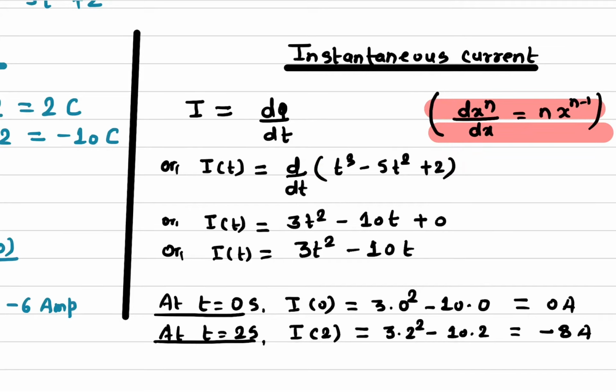We just plug in q, and if you know the derivative of x to the n with respect to x is n x to the n minus 1, the same formula applies here. It will be 3t squared minus 5 times 2, which is 10t. The constant is 0 when we take the time derivative. So this is simply equal to 3t squared minus 10t.